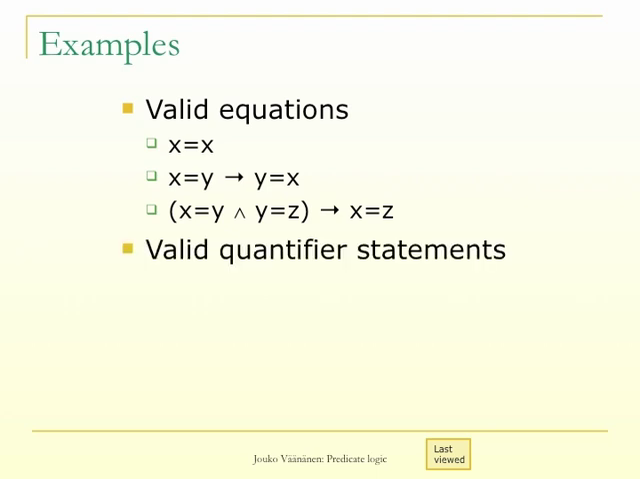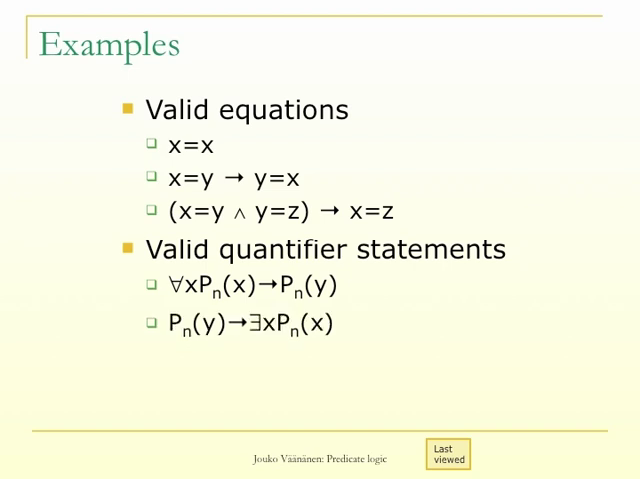Here are some valid quantifier statements. For all x, Pn of x implies Pn of y. If Pn of y, then there is an x such that Pn of x. For all x, Pn of x implies for all y, Pn of y.